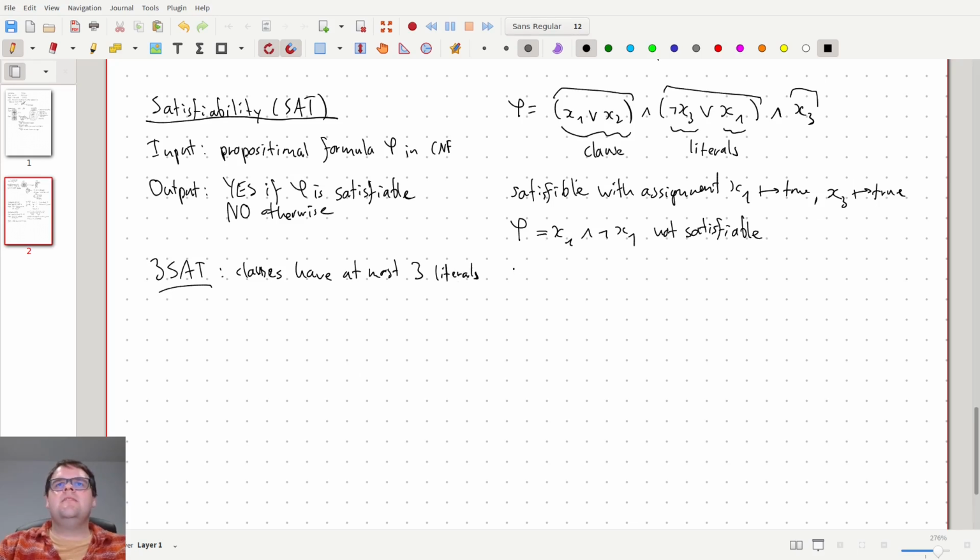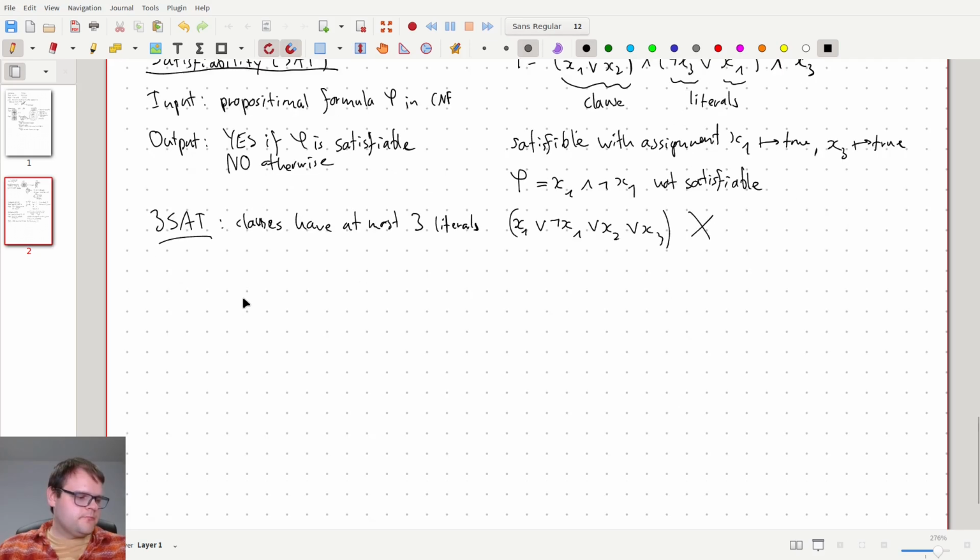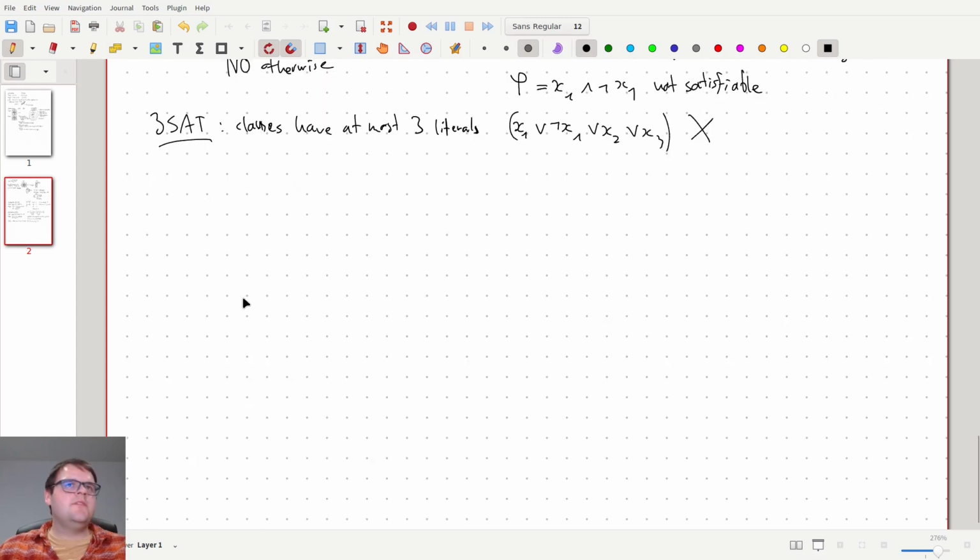So that means you can't have, for example, x1 or not x1 or x2 or x3. You can't have that as a clause, right? That's not allowed because it has 4 literals, 1, 2, 3, 4. So you're just limiting it. And in actual fact, every formula can be expressed as a 3-SAT formula. So that's why this is still an interesting problem, because we can still answer the satisfiability question for any formula with it. Great, so then let's move on to the next one.